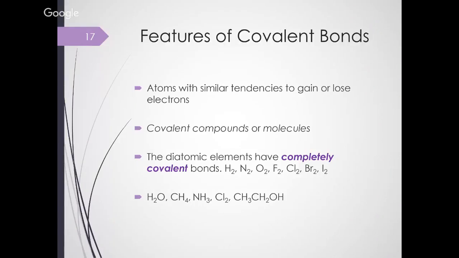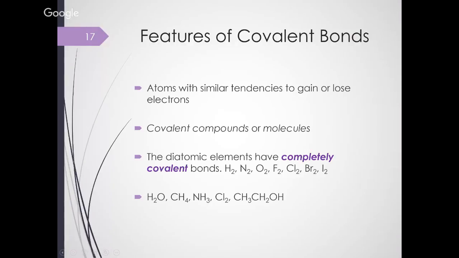Covalent compounds are called molecules because they exist as little discrete units. There are certain diatomic elements that have completely covalent bonds, which means that they are sharing their electrons evenly. Hydrogen, nitrogen, oxygen, fluorine, chlorine, bromine, and iodine all exist in nature as diatomic, so you never see one of these standing alone.